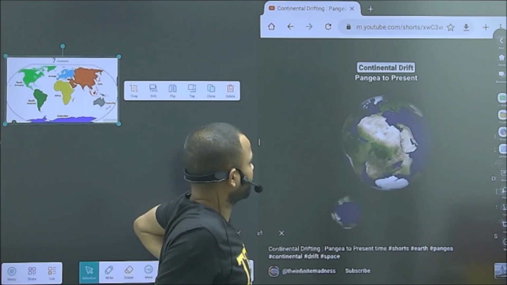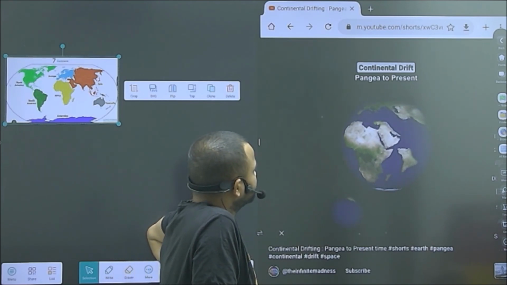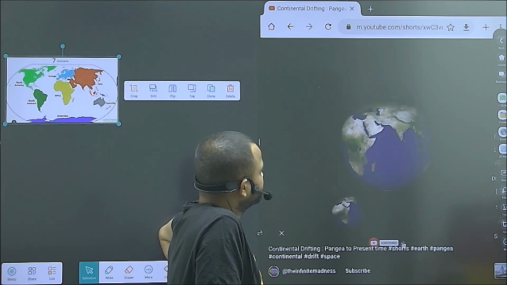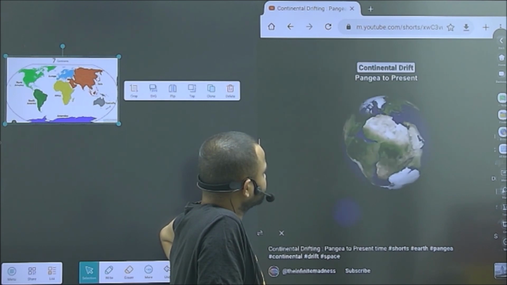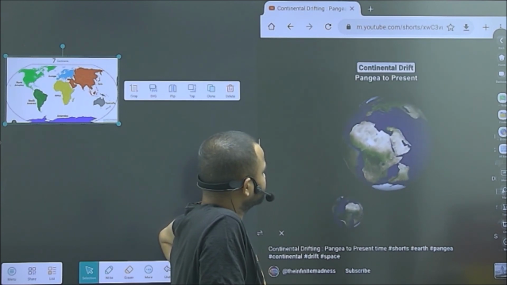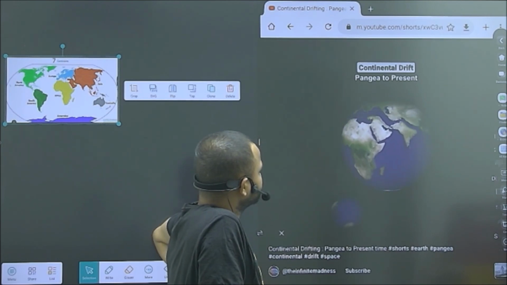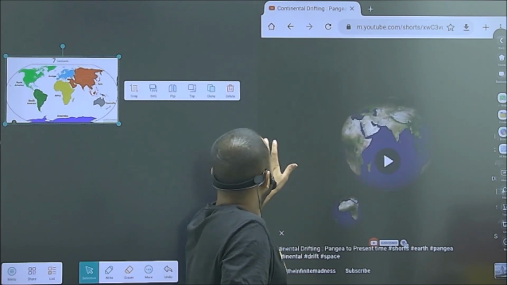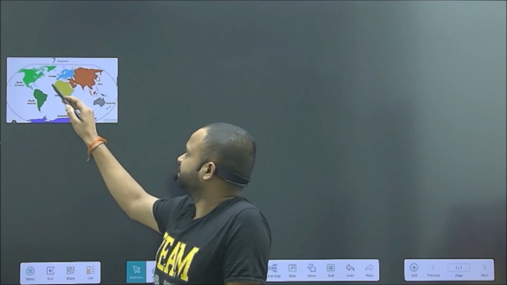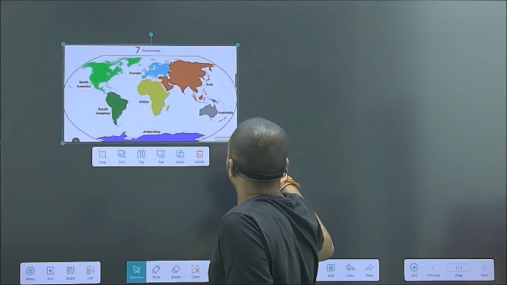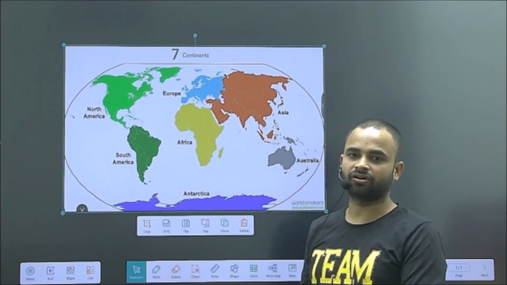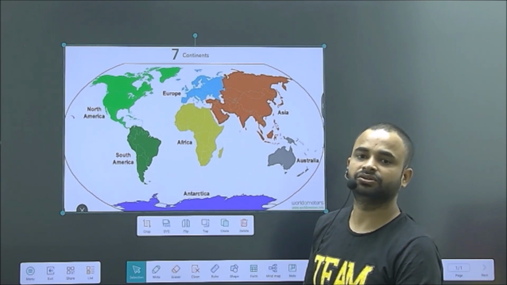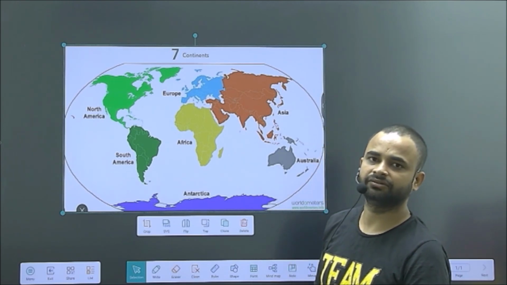Again you can see the disintegration and shifting. I hope now you have understood the disintegration and shifting of many parts of Pangaea. In this image you can see seven continents, and as I said, one ocean was situated, Panthalassa, and Panthalassa divided into many parts.